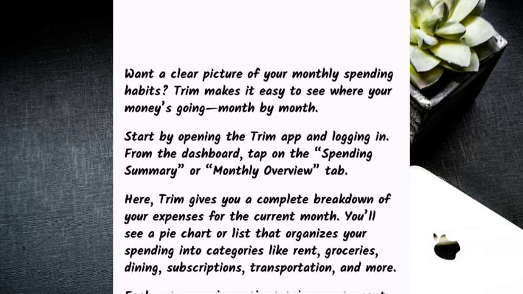First, start by opening the Trim app and logging into your account using your credentials. And from the dashboard, just tap on the spending summary or monthly overview tab. Here, Trim gives you a complete breakdown of your expenses for the current month.